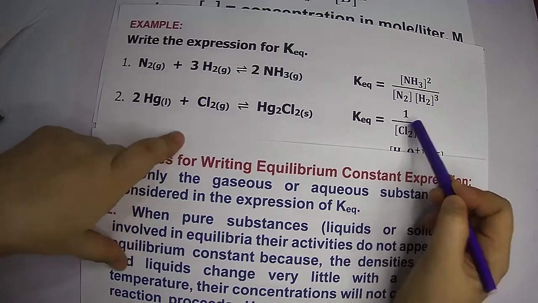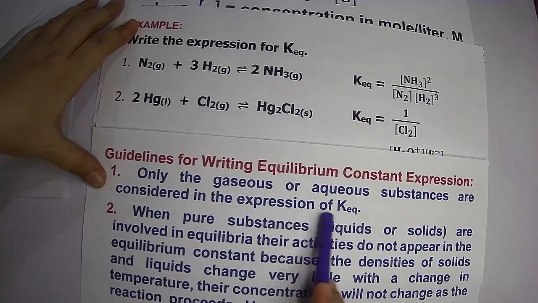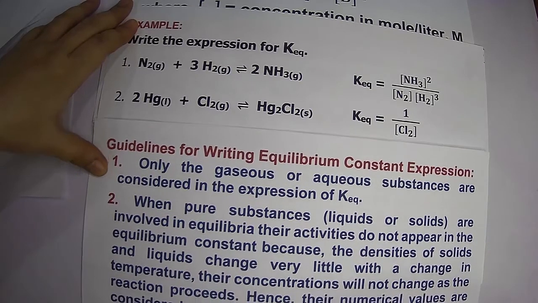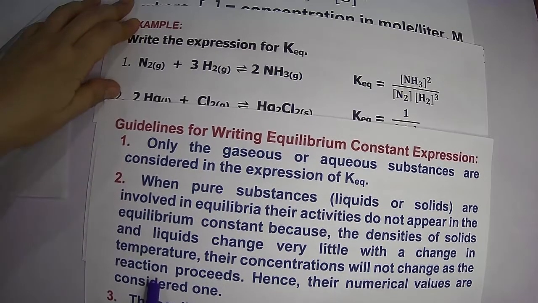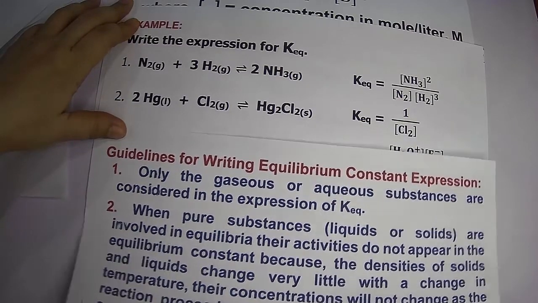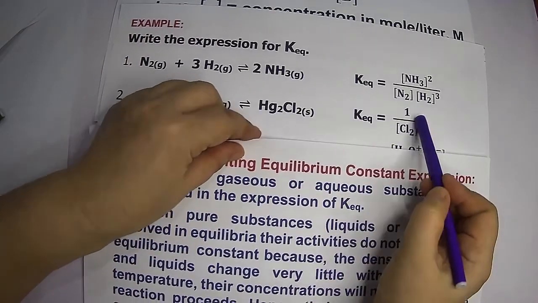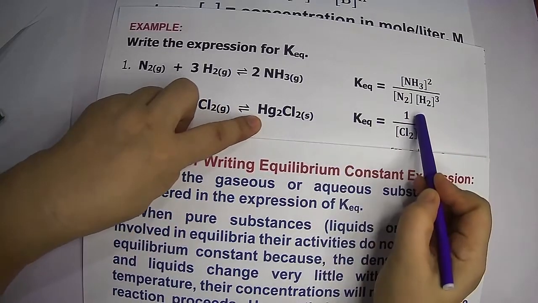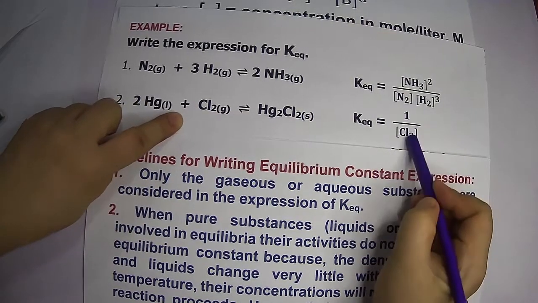Again, since it says in the rule that only gaseous substances are considered in the expression for KEQ, for liquids and solids the activity is considered to be 1, since the activity does not change with a change in temperature. So since the product is solid here, we don't have a value except 1, because the activity of a solid is taken as 1.